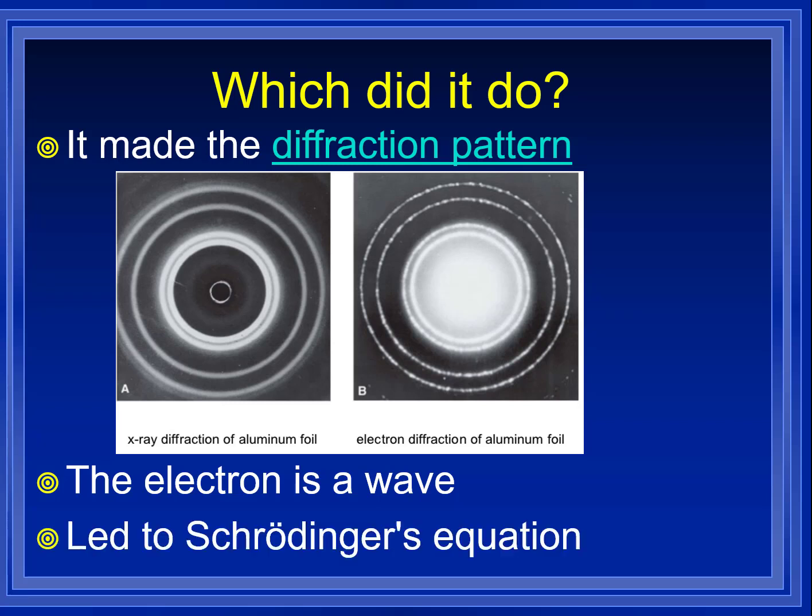So this is what led to Schrodinger's equation. Sometimes you see Schrodinger spelled with an E after the O. I think it's supposed to be the umlaut. And actually, treating the electron as a wave answered one of the questions that Bohr couldn't answer.